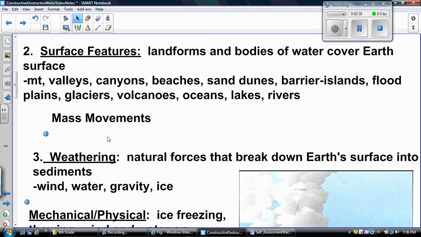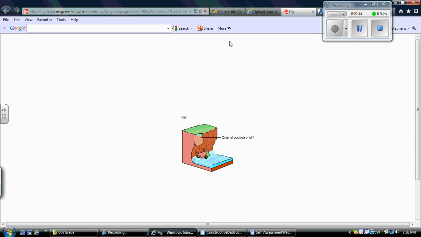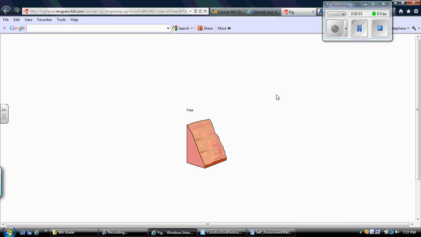And one force that's going to affect surface features is what we call mass movements. So we're going to take a look at this. I'm going to start from the beginning. These are all examples of mass movements. Okay, so let's take a look at these.